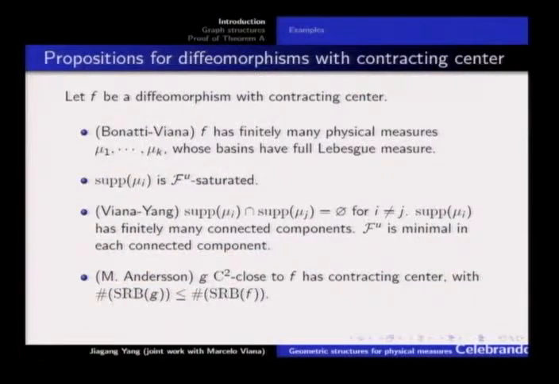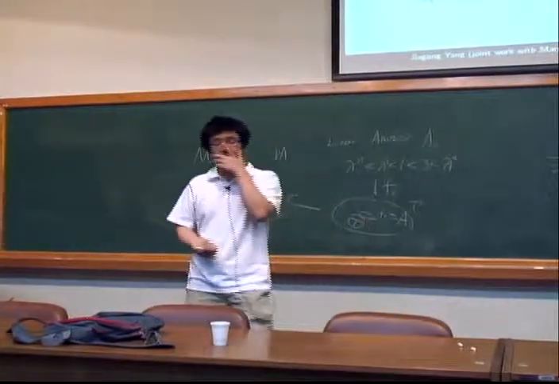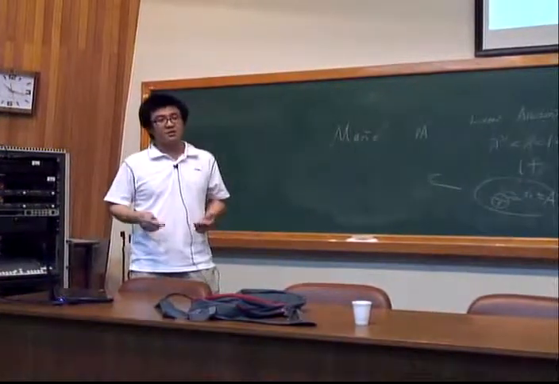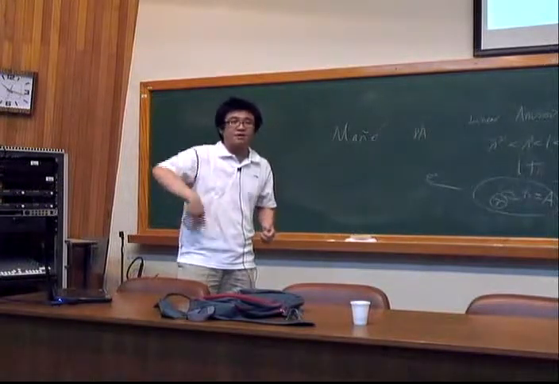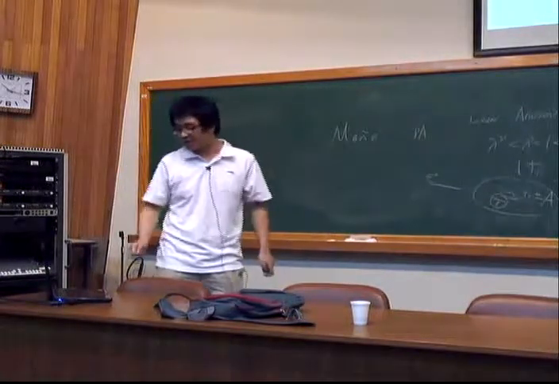It's proved by Martin Anderson that diffeomorphisms with contracted center form a robust set in the C2, C1 plus alpha topology. So given a diffeomorphism with contracted center, we have a C1 open set. And the number of physical measures is semi-upper continuous. So in particular, if we have one diffeomorphism with contracted center that has a unique physical measure, then in a neighborhood, every C2 diffeomorphism with contracted center has a unique physical measure because it's semi-upper continuous.